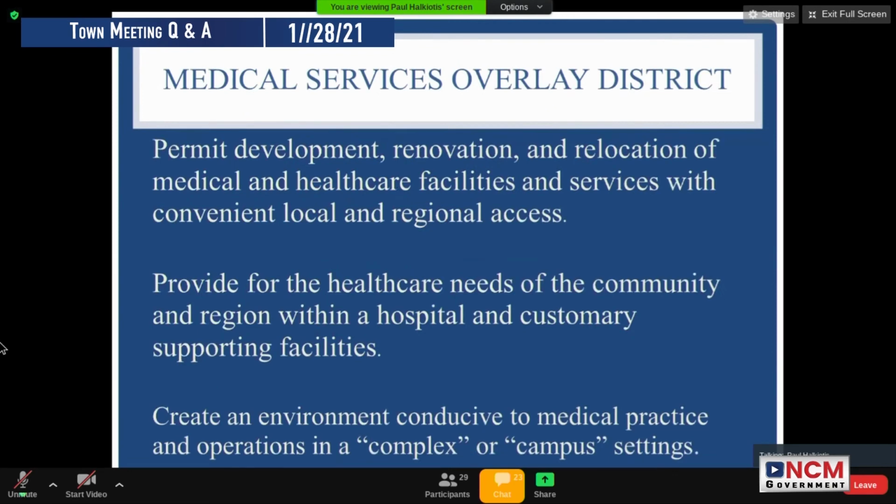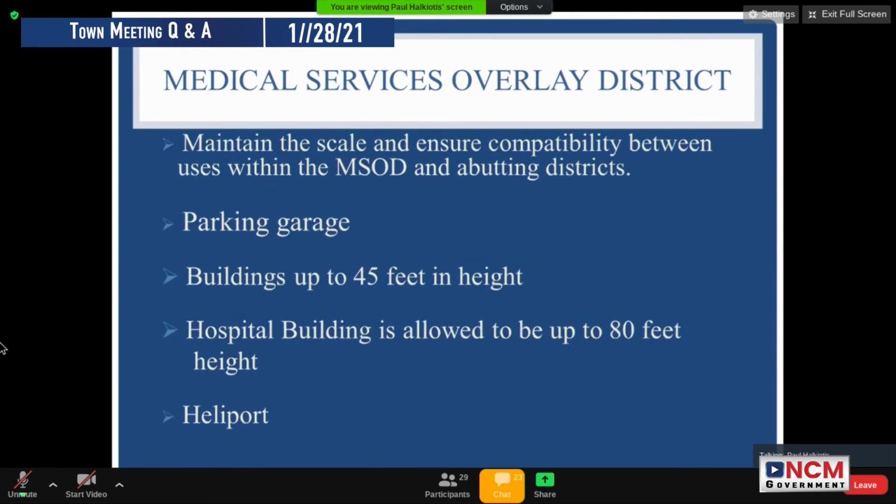Most of them have supporting services like doctor's offices, rehab centers, imaging facilities, pharmacies, medical supply and equipment stores, banks, restaurants, florists. The Medical Services Overlay District will permit development, renovation, and relocation of medical and healthcare facilities and services within convenient local and regional access. It'll provide for the healthcare needs of the community and the region within a hospital and customary supporting facilities. It'll create an environment conducive to medical practices and operations in a complex or campus type setting.